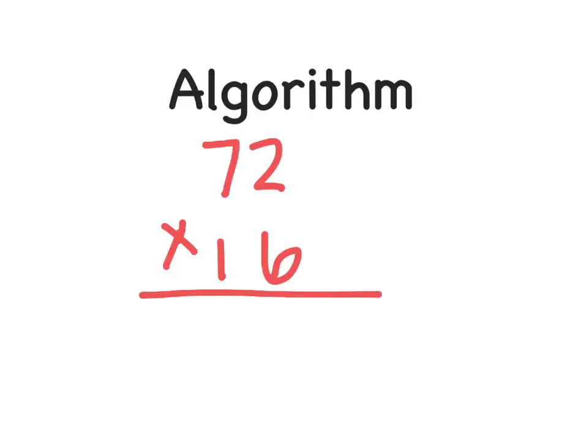You need to multiply each of the bottom numbers by each of the top numbers. So first I'm going to multiply 6 times 2, which is 12. And then I'll multiply 6 times 7, which is 42, plus 1 is 43.